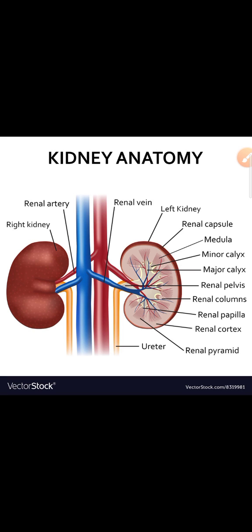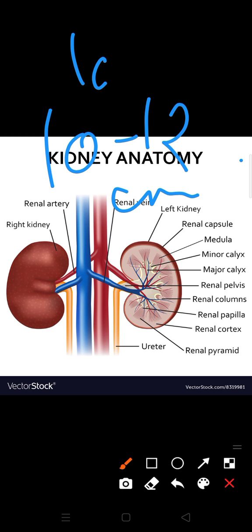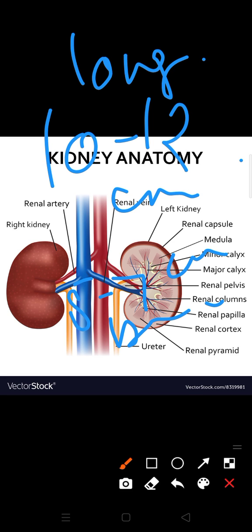Kidneys are the primary or major excretory organ of man. You know very well that kidneys are the filtering device present in our body. They are one pair, large sized, 10 to 12 centimeter long, 5 to 7 centimeter broad, and 2 to 3 centimeter thick.